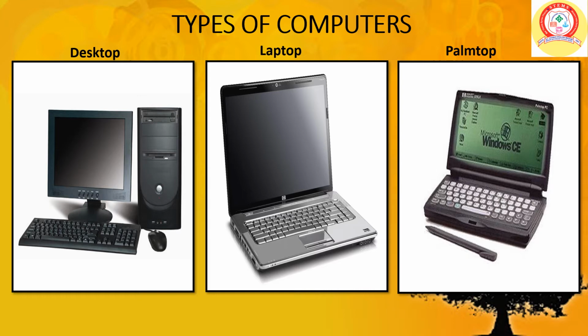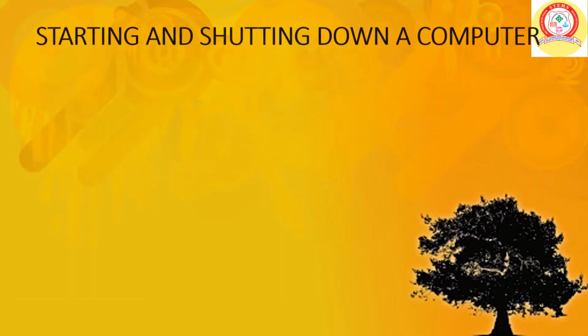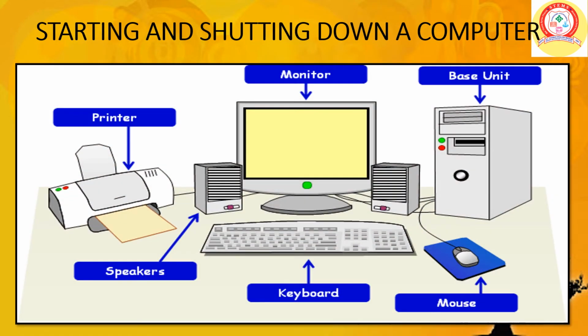Okay children, now you have seen the types of computers. Now let's move to the next one. Starting and shutting down a computer. A computer is a machine and, like a television or a fridge, runs on electricity, that is called an electronic machine. Just like a television or a fridge, a computer too can be switched on and off. This is also called starting and shutting down a computer.